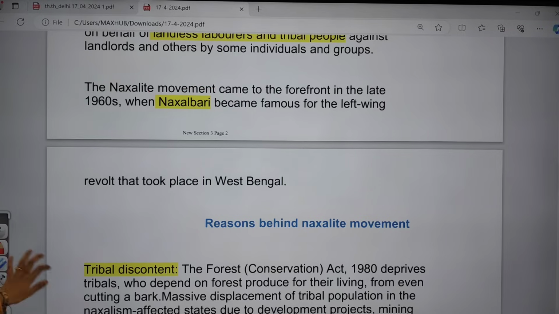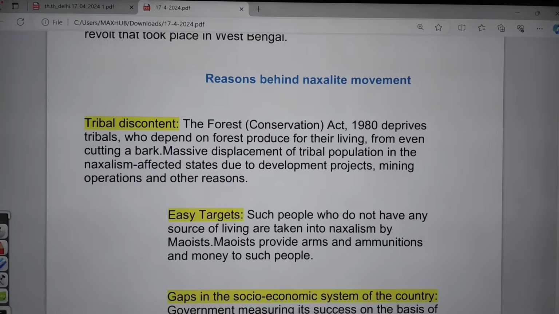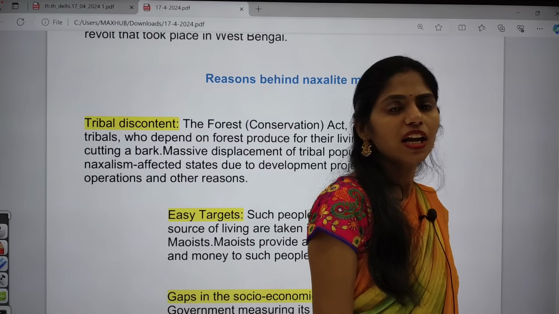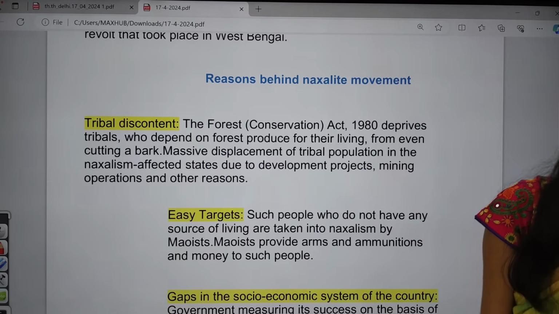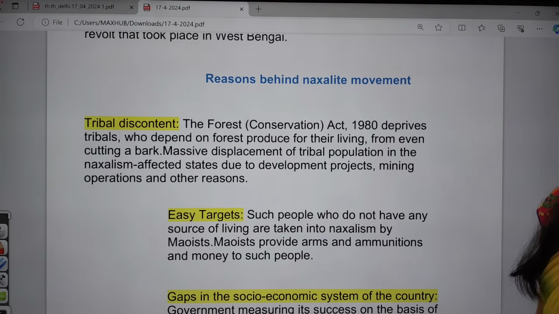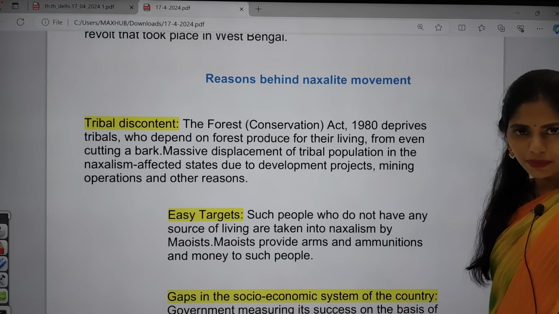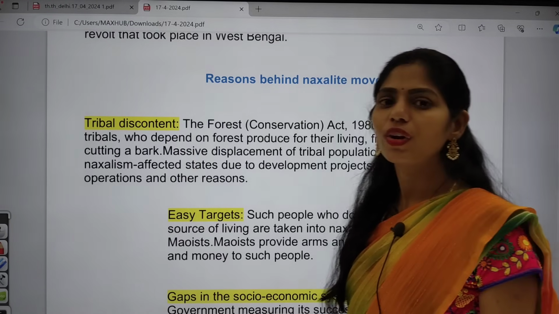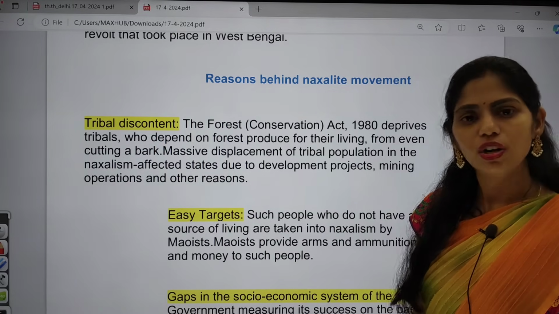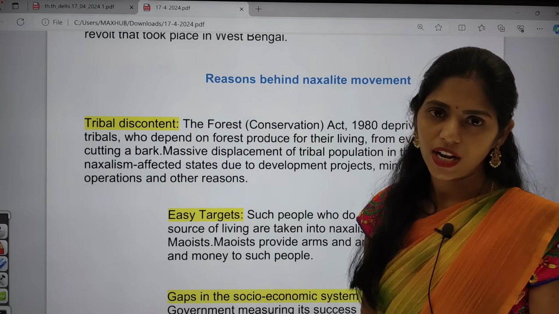Now let us analyze the reasons for the Naxalite movement. The first one is tribal discontent. Regarding acts concerning tribals, we have a number of acts like the Forest Conservation Act and the Forest Rights Act. The Forest Conservation Act of 1980 is in use because of an amendment, so there is a high chance of getting a question on it in your prelims. You have to focus on that.